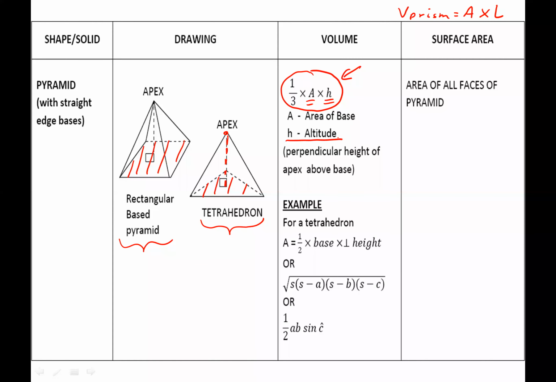So very important. You need to know again how to find the area of a triangle. And I mentioned to you that there were three formulas. Here you have one formula for the area of a triangle. Here you have another one. And here you have a third one. You have to be familiar with all three. So if you didn't do that before, make sure and go and do that research, okay? And all you do is apply this formula by putting the area of the base here, the altitude here, multiply the answer by a third, and that will give you the volume of that particular pyramid.